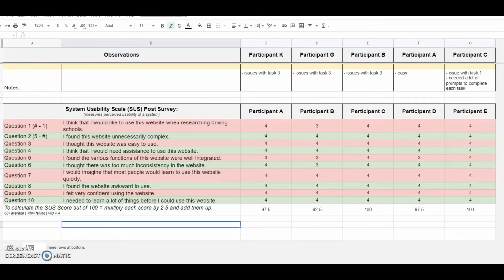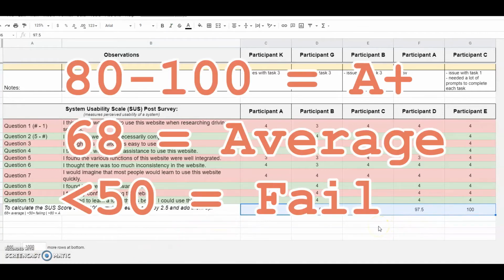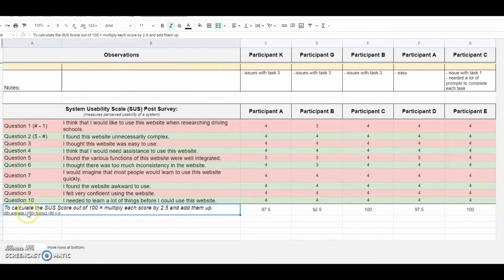So I'm going to try my best to explain to you how to do an SUS. I'm so sorry if I confused you, but I'm really going to try and explain it. Okay, so essentially what we're trying to do is get a score that is out of 100. If it is 100, it means that you have like an A+ rating for usability. If you have something that is around 68, that's about average. And then under 50 is failing.